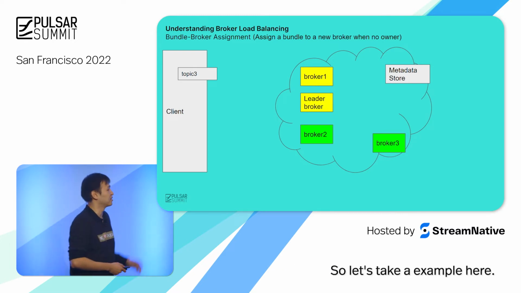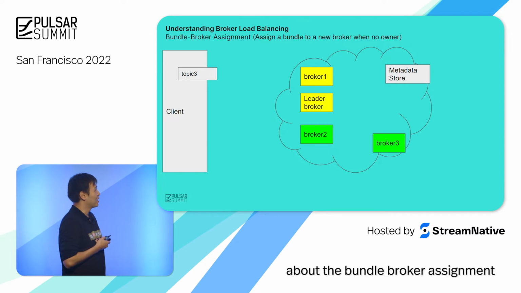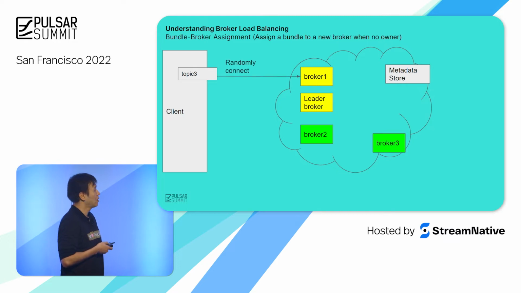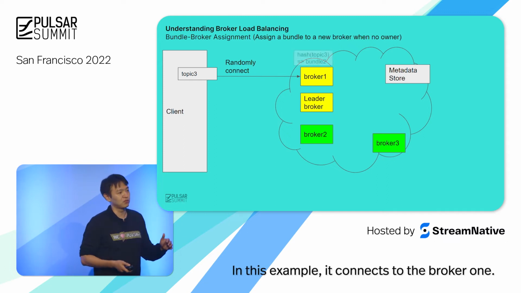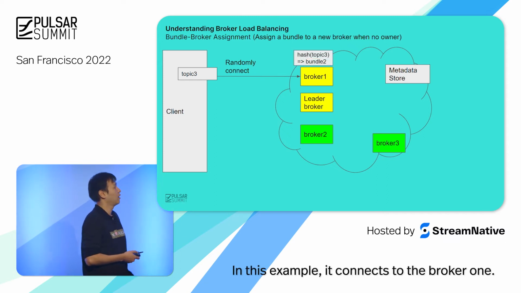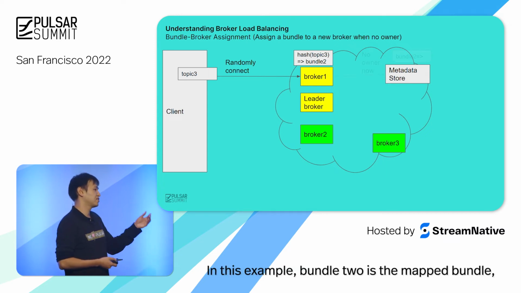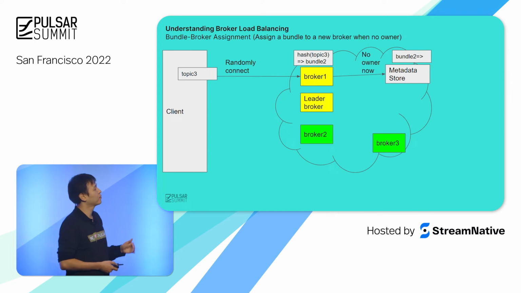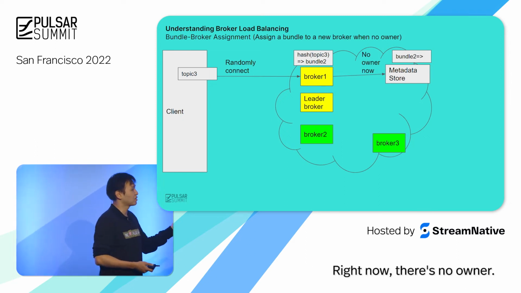So let's take an example here. This example, by the way, is about the bundle broker assignment. The client is now trying to discover the owner broker of topic 3. First, it randomly connects to any broker. In this example, it connects to broker 1. Broker 1 looks up the bundle for topic 3. Here in this example, bundle 2 is the mapped bundle. Then it checks the metadata store for who owns the bundle right now. Right now, there is no owner.